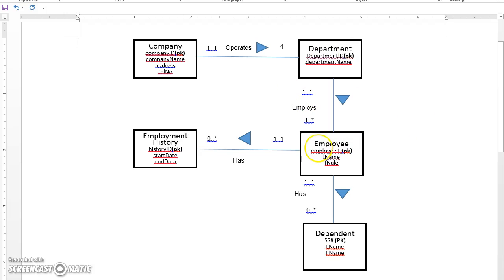And in the same way, each employee has zero or many employee history records, and each employee history belongs to one and only one employee. And each employee has zero or many dependents, some don't, and some have more than one. And each dependent belongs to one and only one employee.